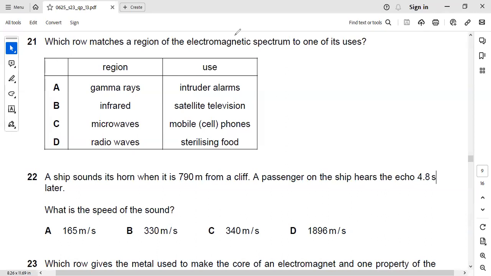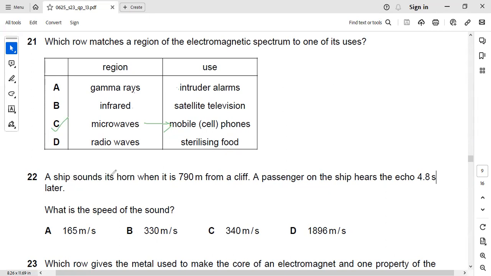Which row matches a region of the electromagnetic spectrum to one of its uses? Gamma rays, infrared rays, microwaves, and radio waves are given. The application of gamma rays is in medical imaging, radiation therapy, and space exploration, and it is not used in intruder alarms. In intruder alarms, you are using infrared rays, and they are used in remote controllers and all. Microwaves, we are using in microwave ovens, communication, cell phones, and all. So this is actually matching. And radio waves are used in radio communication and all. So the right answer is C, microwaves, that is used in mobile or cell communication.